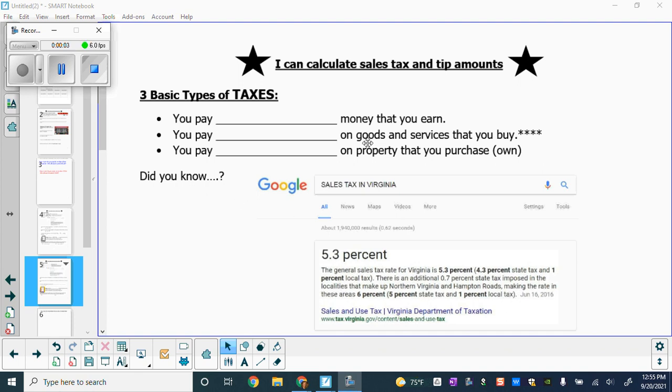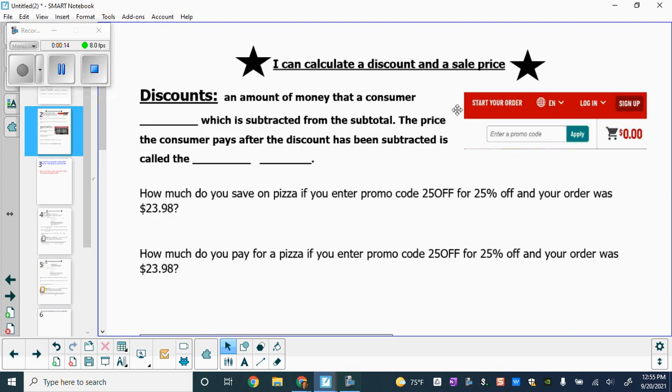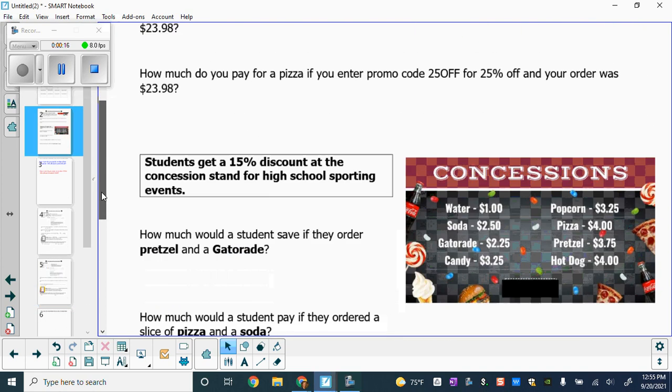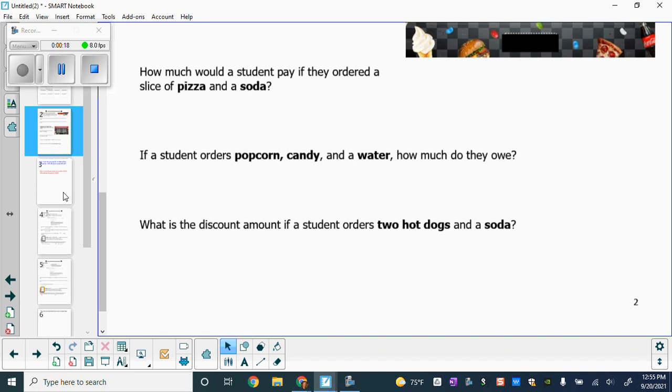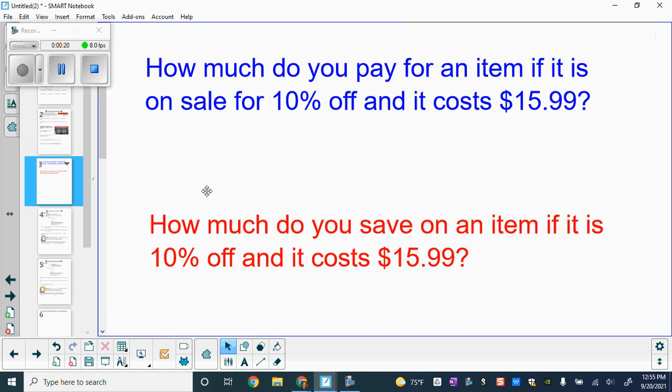All right, in today's video, we're going to be focusing on how to calculate sales tax and tip amounts, where we're going to be potentially adding in some numbers. I want to remind you guys that in our previous video, we talked about discounts, and you filled this page out in your notes. And in our last class, we had talked about the difference between these two problems, the blue versus the red, and how one of them involves subtraction.